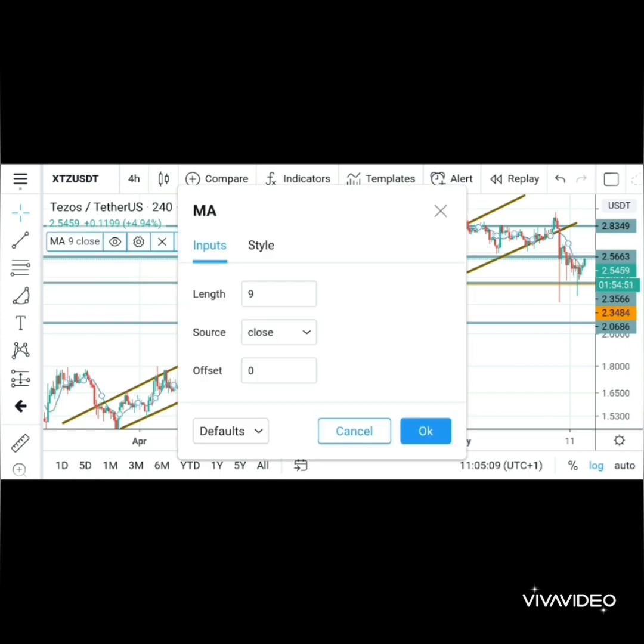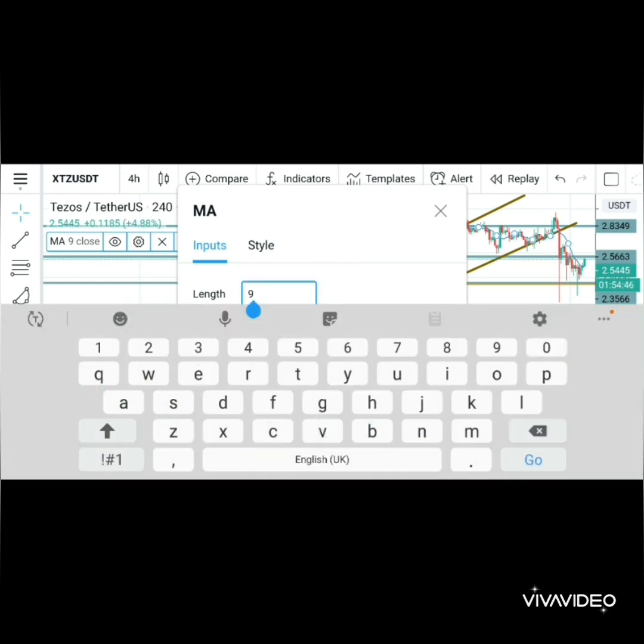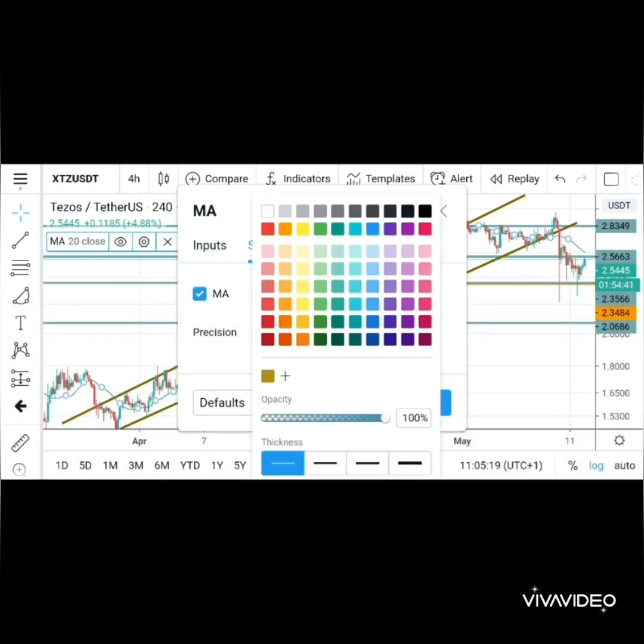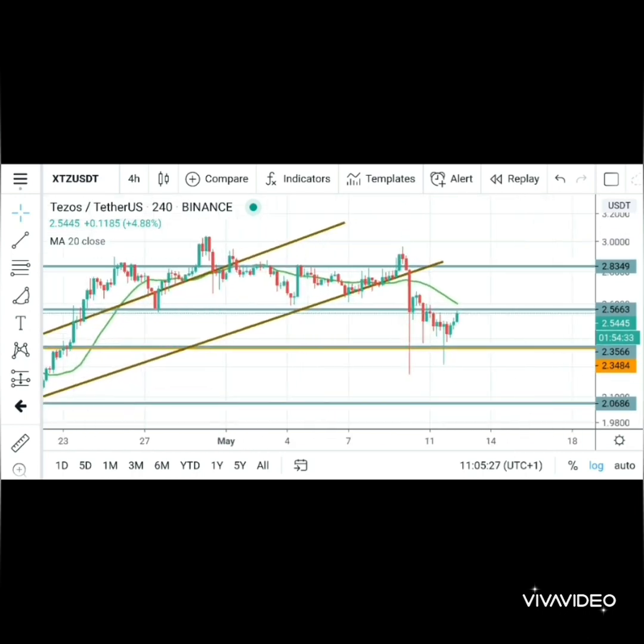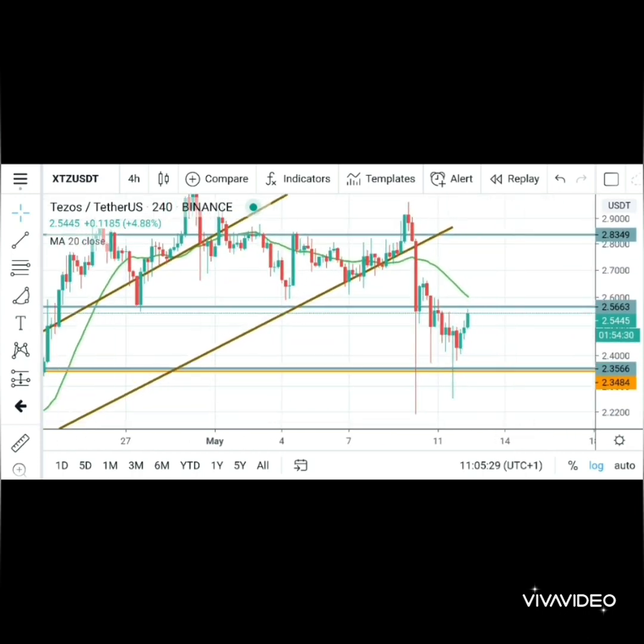So let's do some settings on it. To do settings, you just click on this settings sign. Let me change this to a 20 period moving average, and let me make it green. So what do you mean by 20 period moving average? 20 period moving average means that the moving average value is taken from the last 20 candlesticks to get the value.